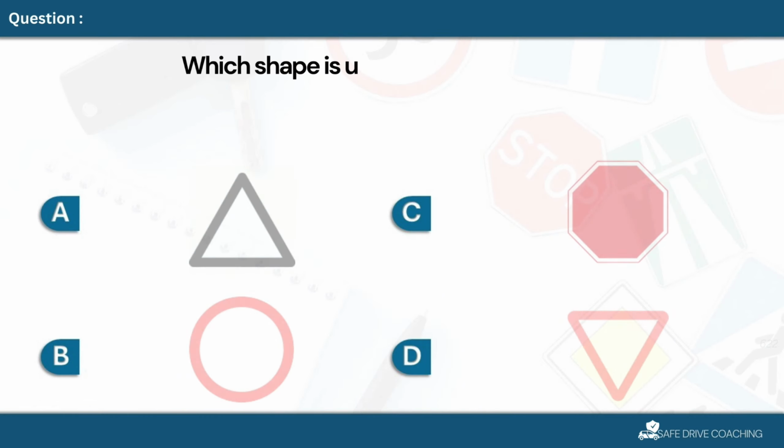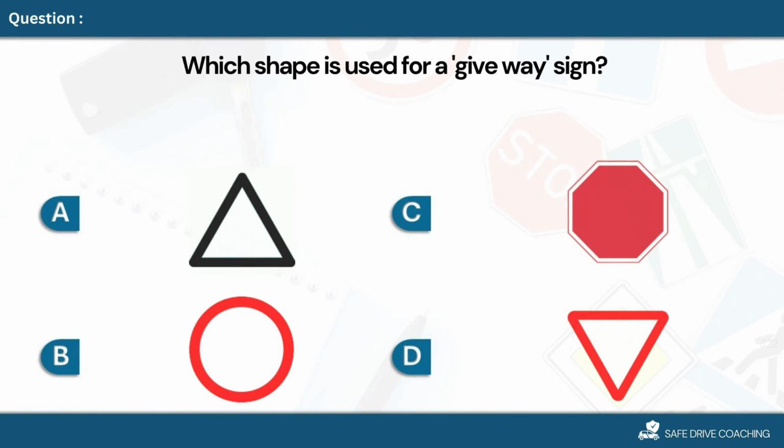Which shape is used for a give-way sign? A. B. C. D. The correct answer is D.